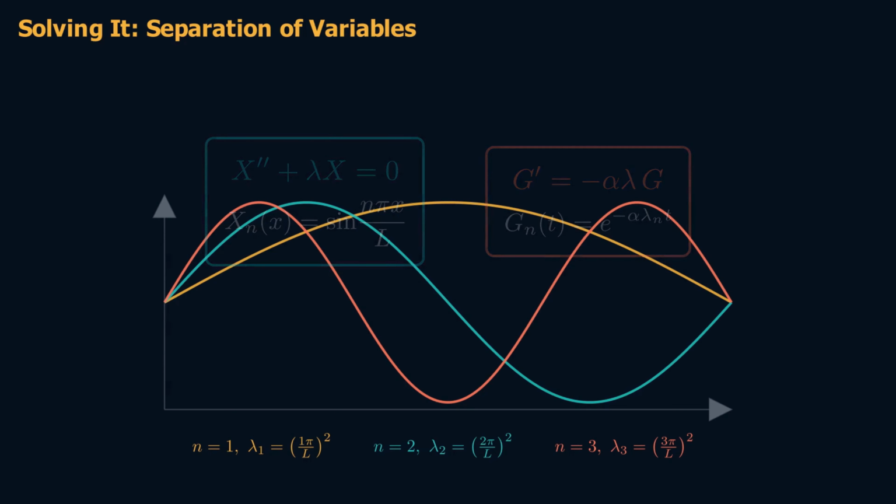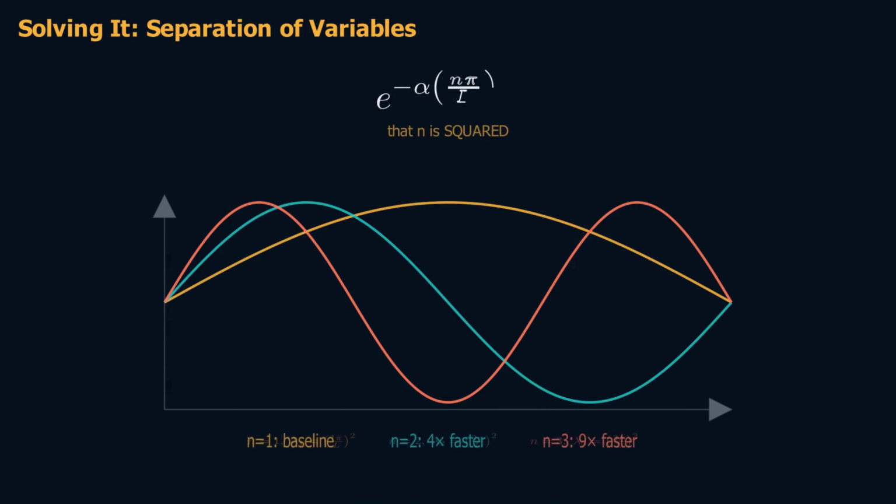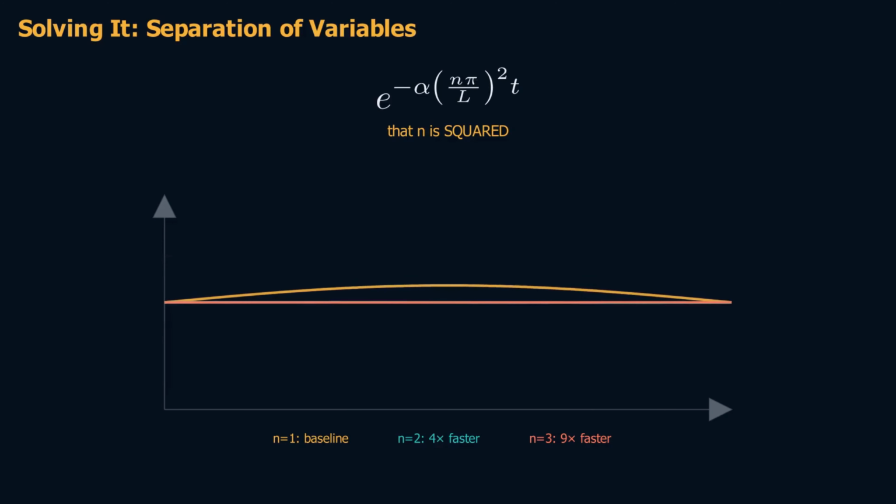And here's the crucial detail. Look at the decay rates. The nth mode decays like e to the minus alpha, n pi over L, squared, t. That n squared means the 2 hump mode dies 4 times faster than the 1 hump mode. The 3 hump mode, 9 times faster. Sharp wiggles die fast. Smooth shapes linger. Watch.